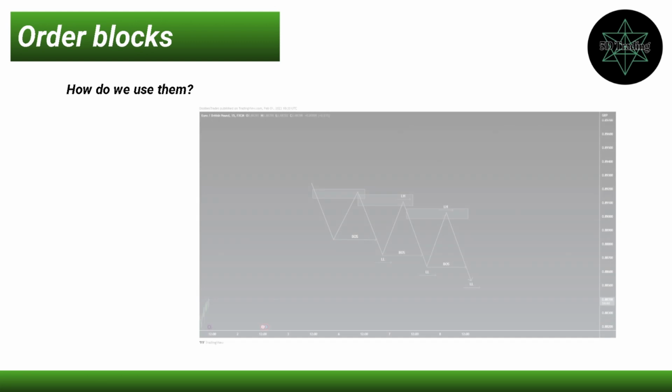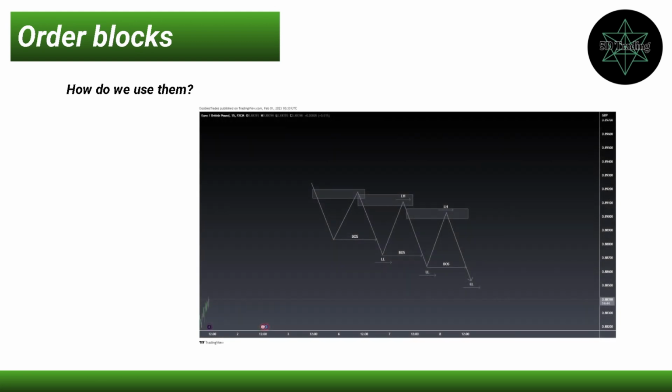Now you know what they look like, you may be wondering how you can use them. There's an example on the screen now of a drawing that I made. As we know, when price is bearish and is creating lower lows and lower highs, it is breaking structure to the downside. And the highs are strong highs, whereas the lows are weak lows. But why is price actually pulling back every time to create a lower high? It's because there's a large number of orders left behind from the big banks, etc. These are order blocks.